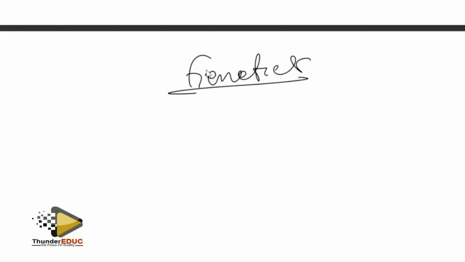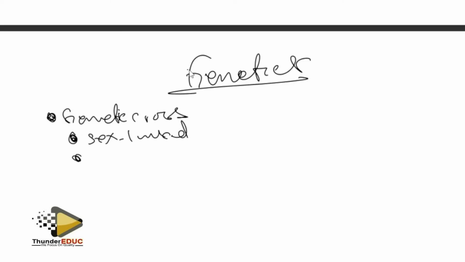When you talk about 6-mark questions in genetics, what are you supposed to look at? Number 1, genetic cross. In this genetic cross, you need to know when do I say sex-linked and when do I say non-sex-linked?